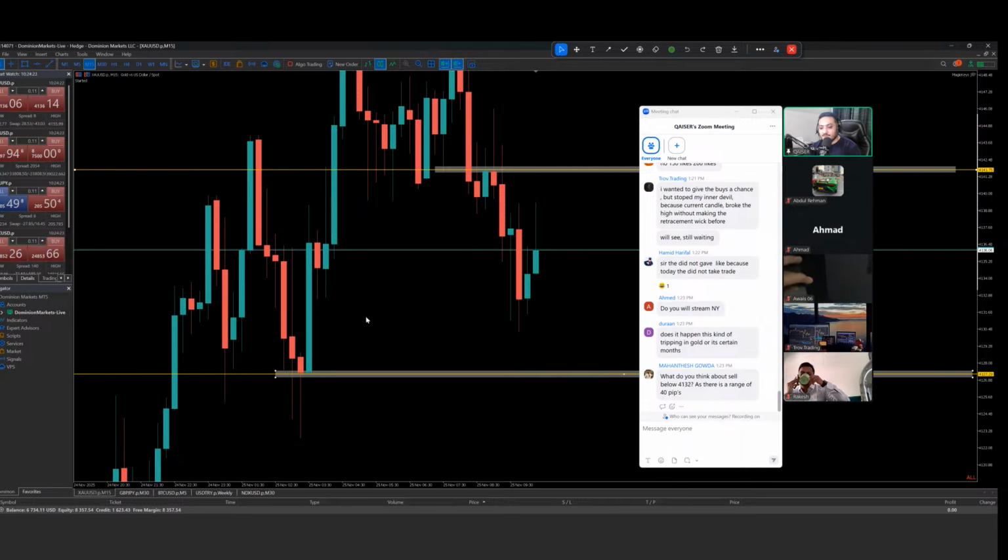Okay, 4127. Great buy, is it? We'll see. Let's see. Waiting for this candle to be closed. 5 minutes left for the 30-minute candle to be closed. I'm just watching right now. So let's see.